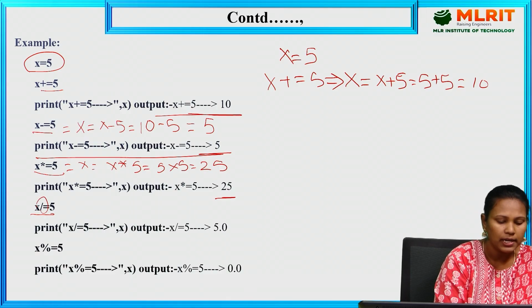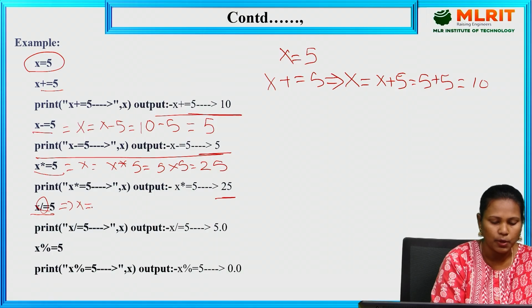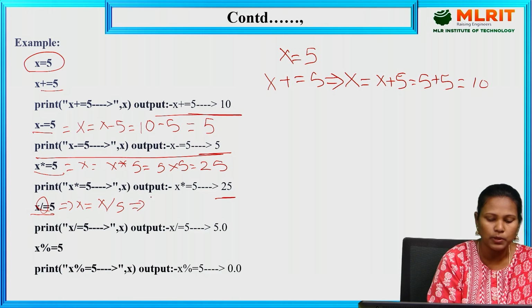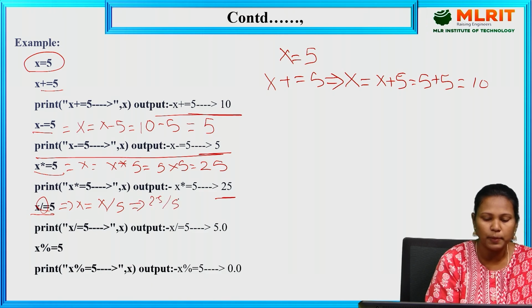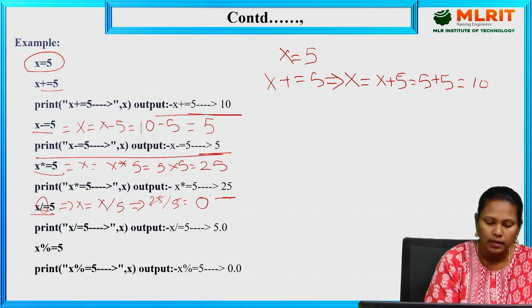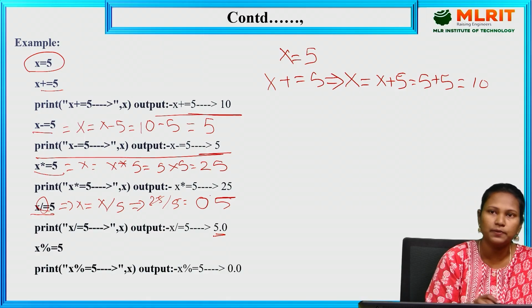The next one, x divided by equal to 5. This is the division assignment operator, which means x equal to x divided by 5. So now the x value is 25 divided by 5. It is divisible by 5 and the remainder value is 0. So 5 into 5 is 25, remainder is 0, and the quotient is 5. So 5 times it will be cancelled.